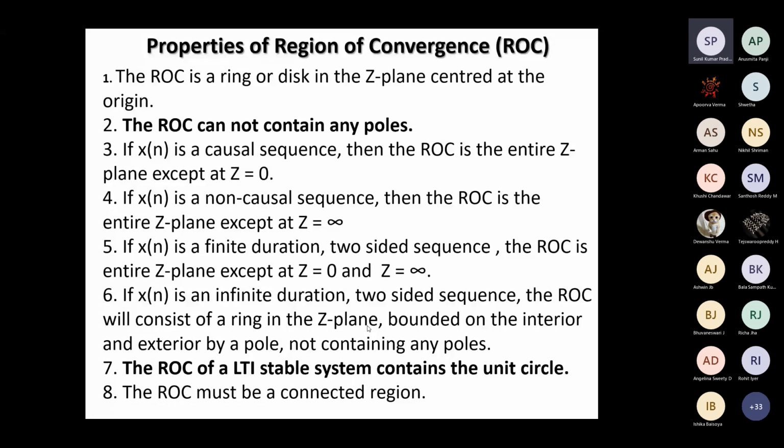And the region of convergence of an LTI stable system contains the unit circle. That is very, very important. So for a stable system, the region of convergence of an LTI stable system must contain the unit circle. And another thing is that your region of convergence must be a connected region. So these are some of the important properties of the region of convergence that you should know.